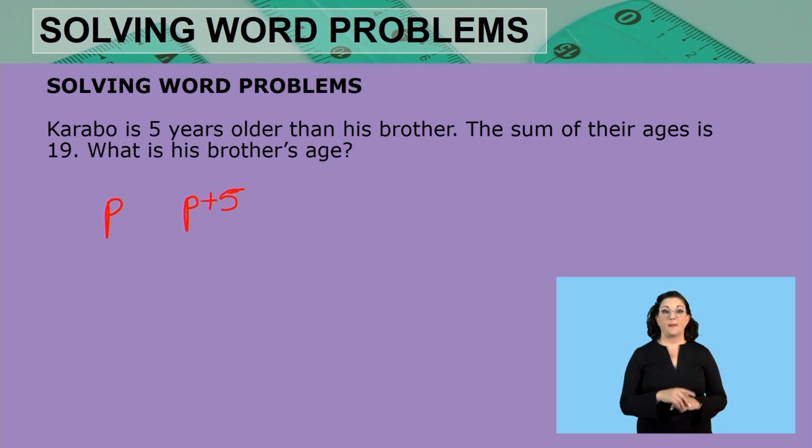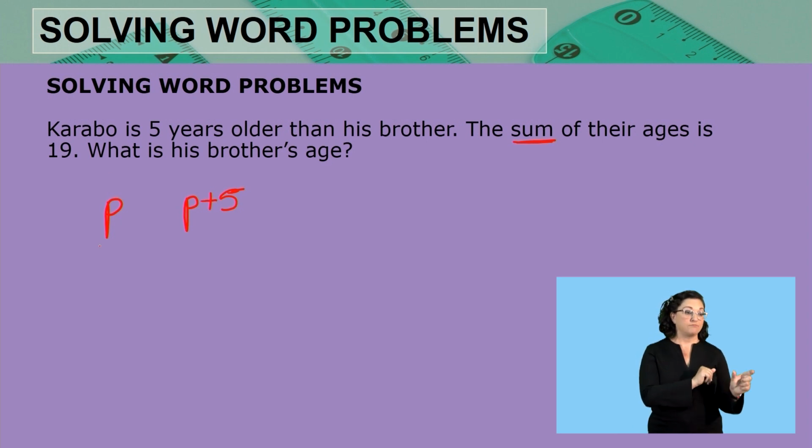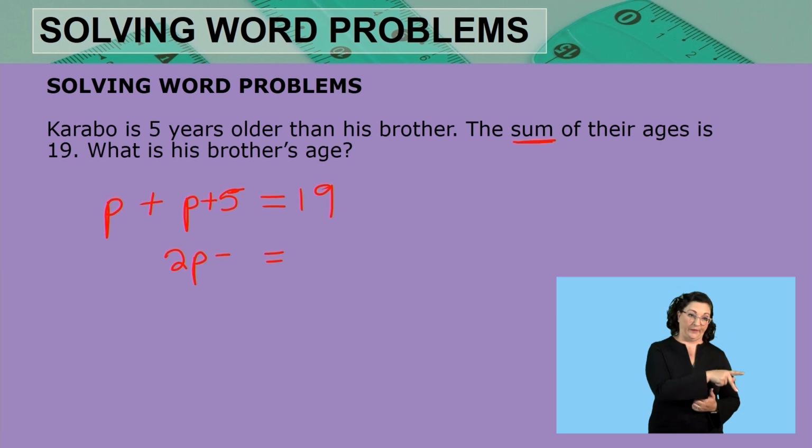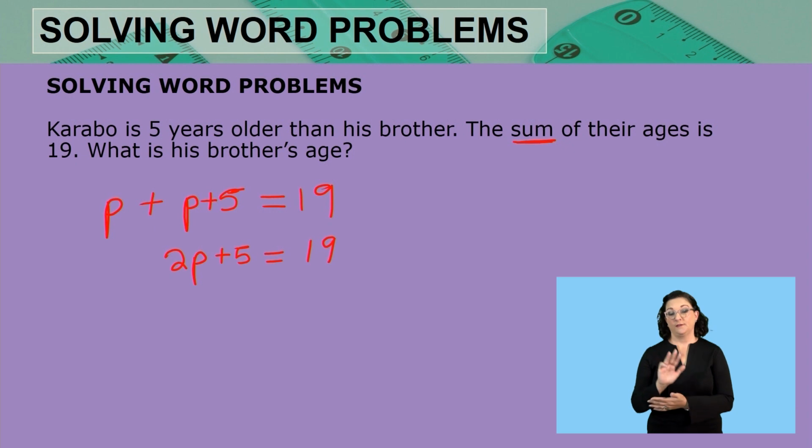Now, they said here the sum of their ages. So this means that now the brother's age plus Karabo's age is going to be equal to 19, because the sum of their ages is 19. So now let's put it properly as an equation. This is going to be now 1p plus another p will give me 2 p's. And then we are adding 5 to those p's, and the result is 19.